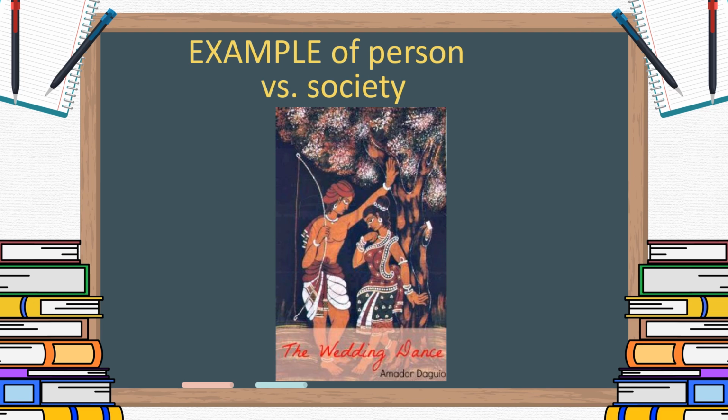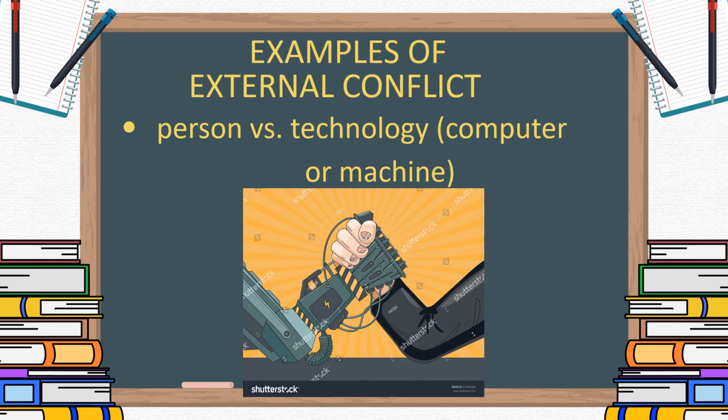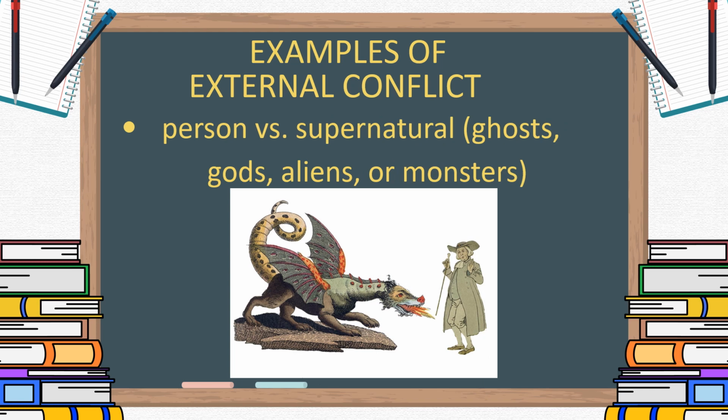In the literary piece, The Wedding Dance. Another example of external conflict, person versus technology, computers or machines, like what we have seen in the different kinds of sci-fi movies. Another example, external conflict, person versus supernatural, ghosts, gods, aliens, or monsters.